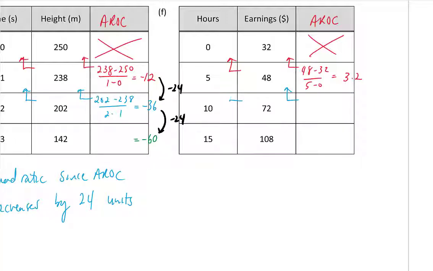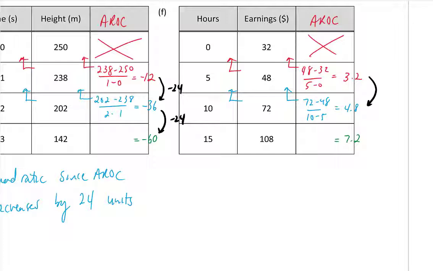Going over, delta y over delta x. So that's 72 minus 48 over 10 minus 5. That'll give us 4.8. And then you can try the last one. You should get 7.2.